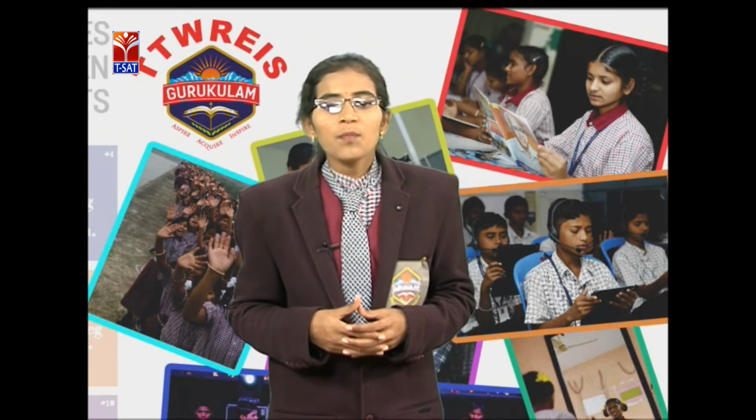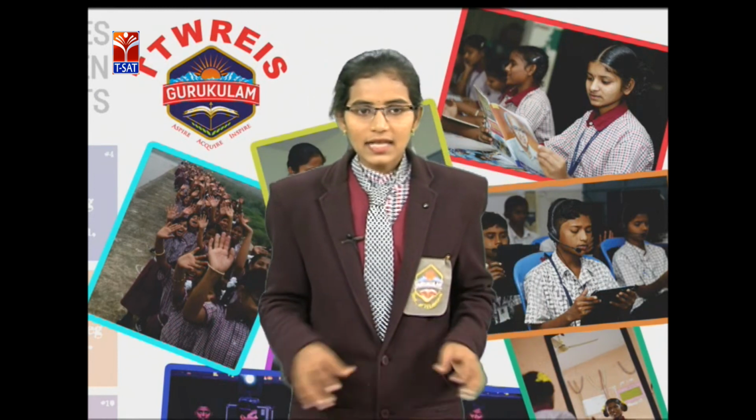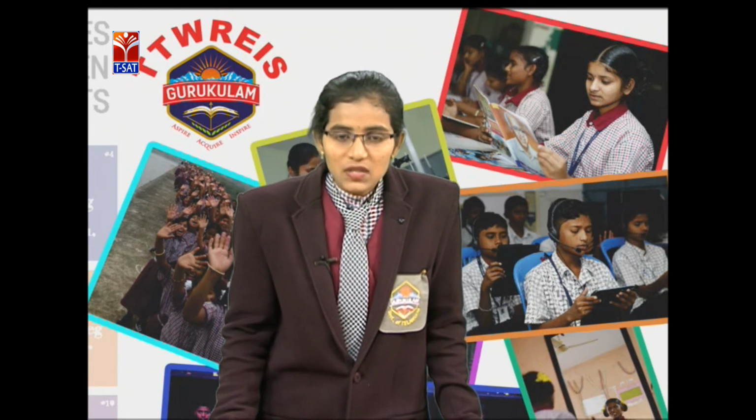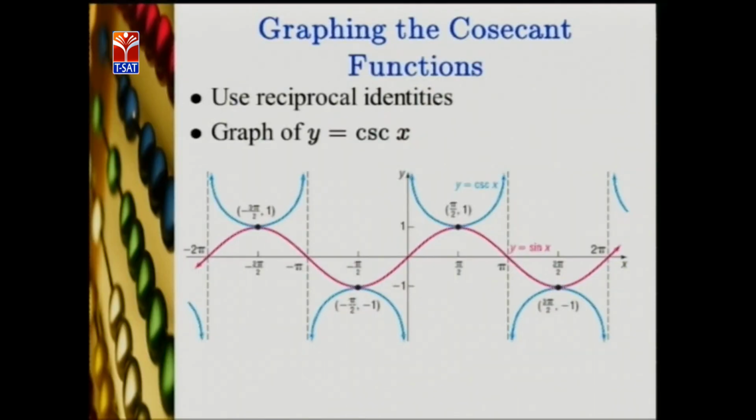So by using this cosecant function, or by using this graph, we can analyze the properties of the cosecant function. So this is the graph of the cosecant function. I will give you the properties of the cosecant function. That is, the domain of this cosecant function is all real numbers except minus 1 to plus 1. In between minus 1 to plus 1, we cannot get any kind of points. So except minus 1 to plus 1, all real numbers are the properties of this cosecant function.